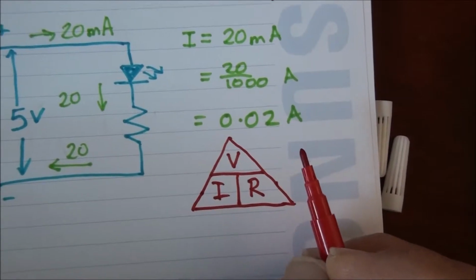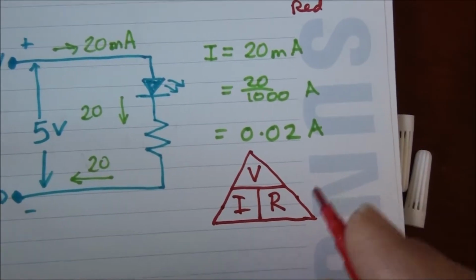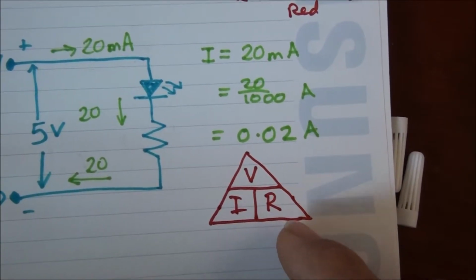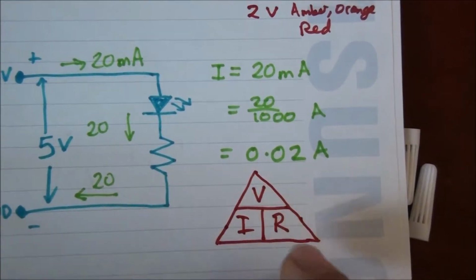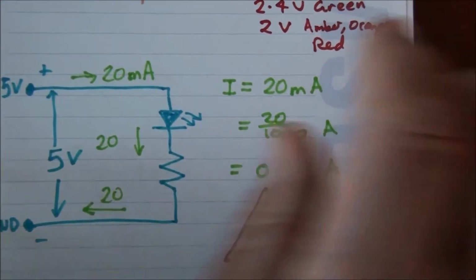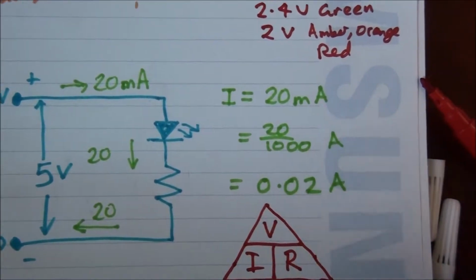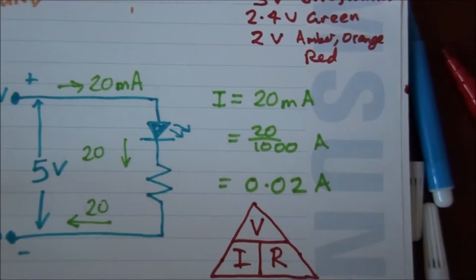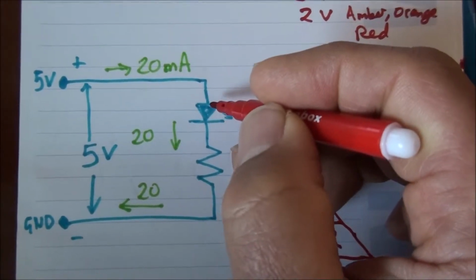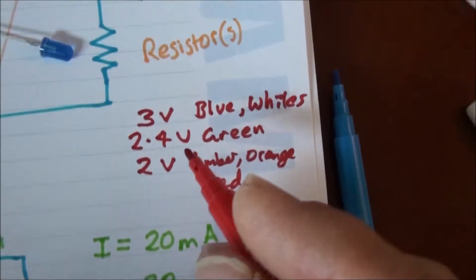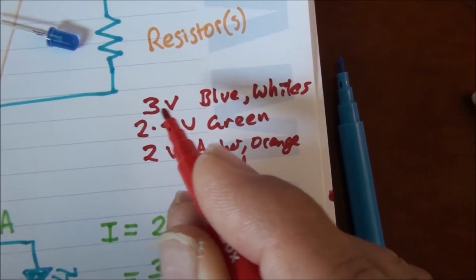So the unknown is resistance, because I can work out the voltage, and I know the current, which is no more than 20 milliamps. Therefore, what is the resistance? If I've chosen a blue LED, a blue LED, this guy here, according to this, it's going to be about 3 volts.